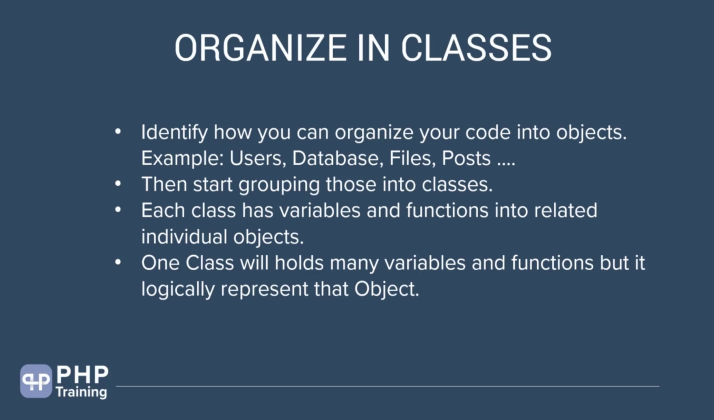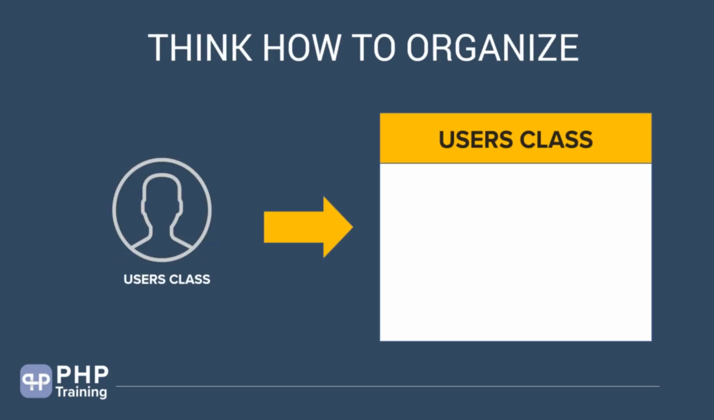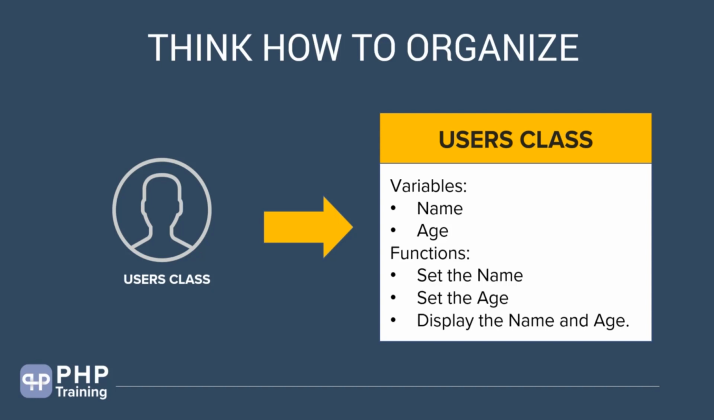Okay, let's look at one more example of how to define a class. So think how to organize. If you're doing a users class, take a second and think: how are you going to organize your variables and functions, and what are the variables that you need for a users class? Think for a second. Okay, so for the variables, you have name and age that are specific to that user. Then you have functions like set the name, set the age, display the name and age.